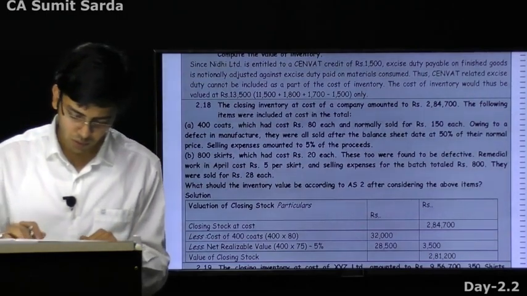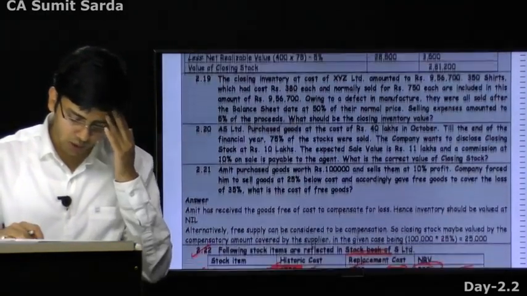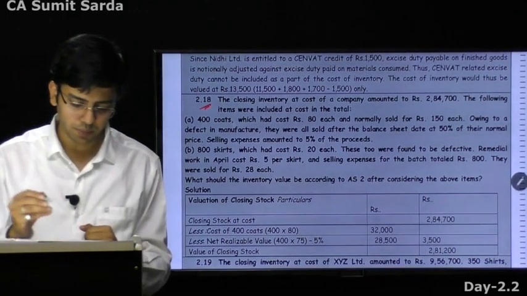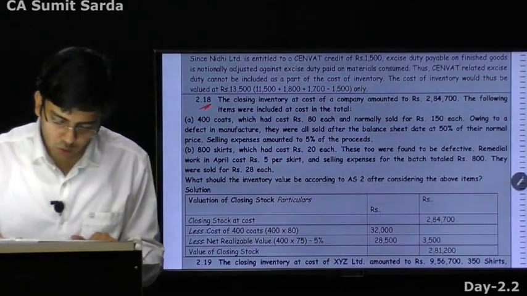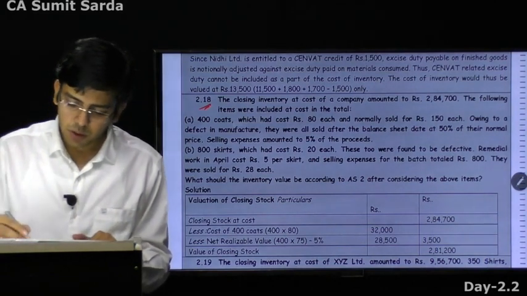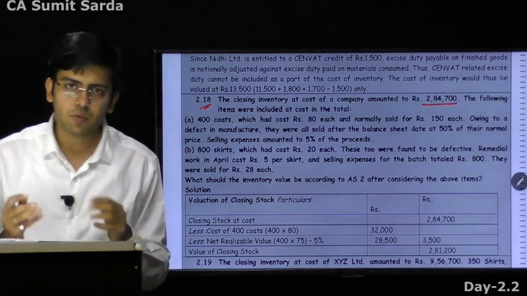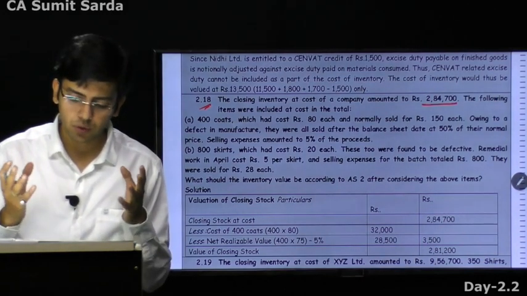Okay, now look at, I have solved 22 first. We had to solve 18 also. I'll start with 18 then. The closing inventory of cost of the company is 2,84,700. Okay, what they have given you is cost of inventory.